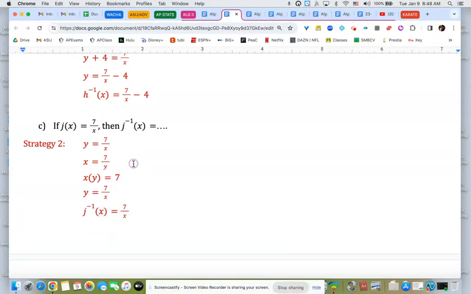You just have to go through it step by step. What did they do? Well, we switched the x and y's. I need to solve for y, so I multiply both sides by y. You can't have a y on the bottom, right? We want a y on the top. So I multiply by y on both sides, and then I divide by x, and then there you go, right?